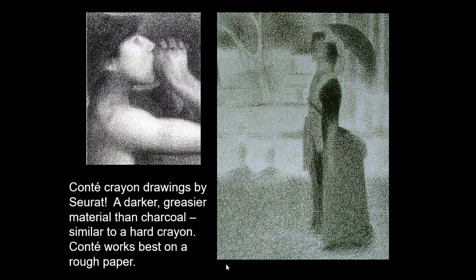It also allows us to get a really deep, rich black value. You can notice in these drawings by the artist Seurat that the paper he's working on is very, very rough, and that's preferred when you're working with Conte.